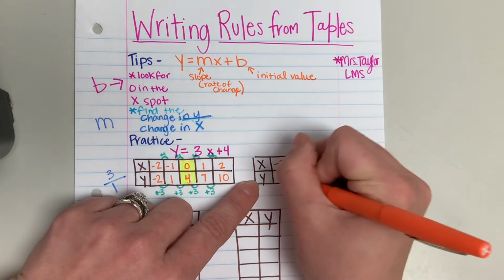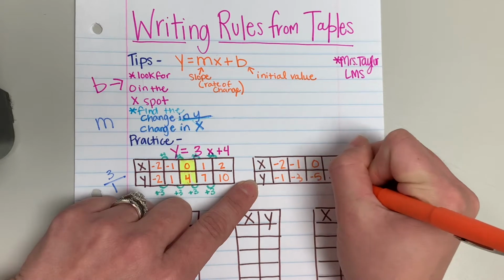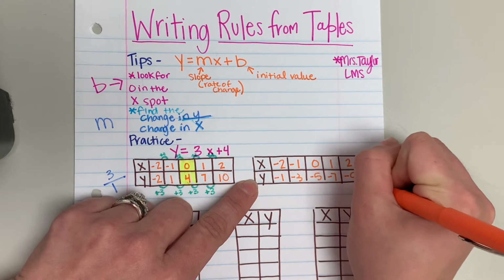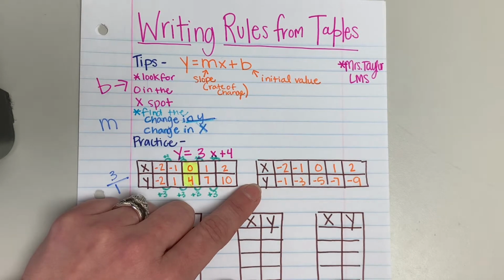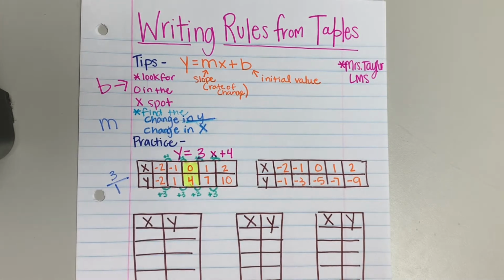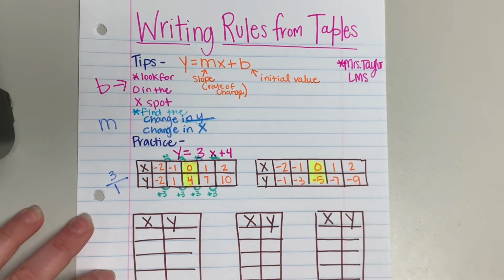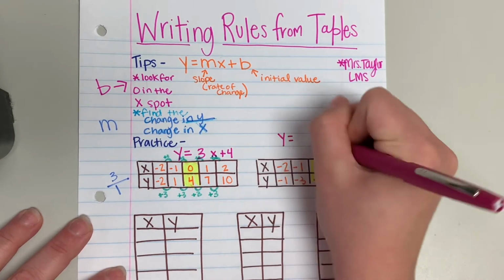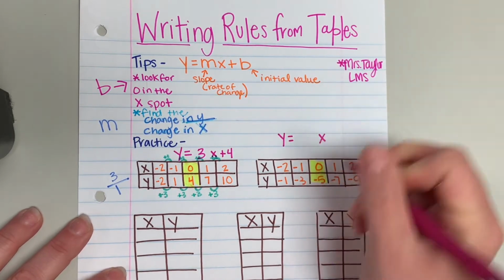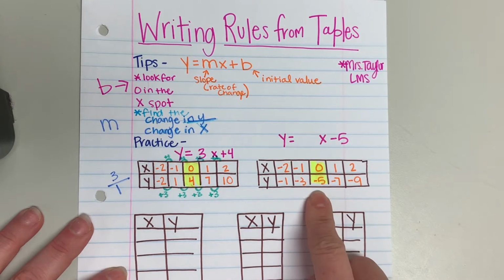On the bottom, -1, -3, -5, -7, and -9. Now, do you notice anything? What can we immediately write down? There is something with the 0. Absolutely. -5. So we'll go ahead and write down y equals something x minus 5 because it is there.